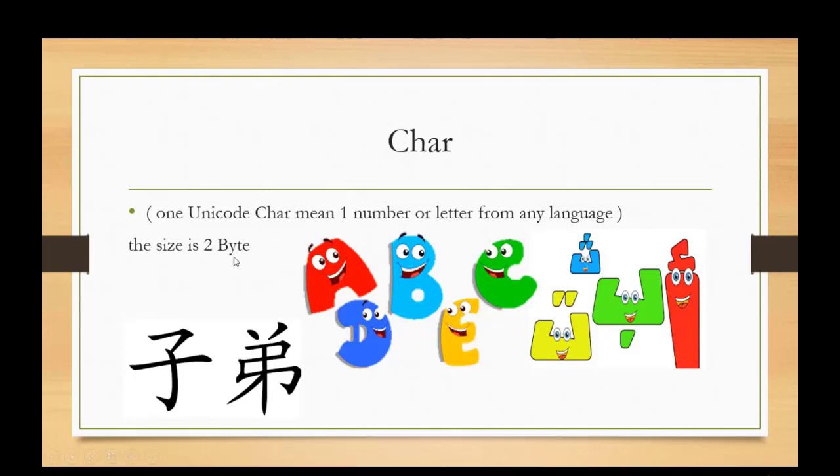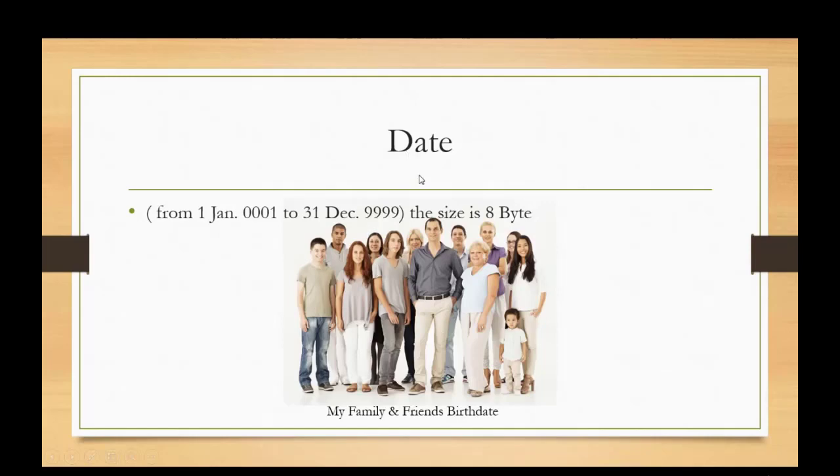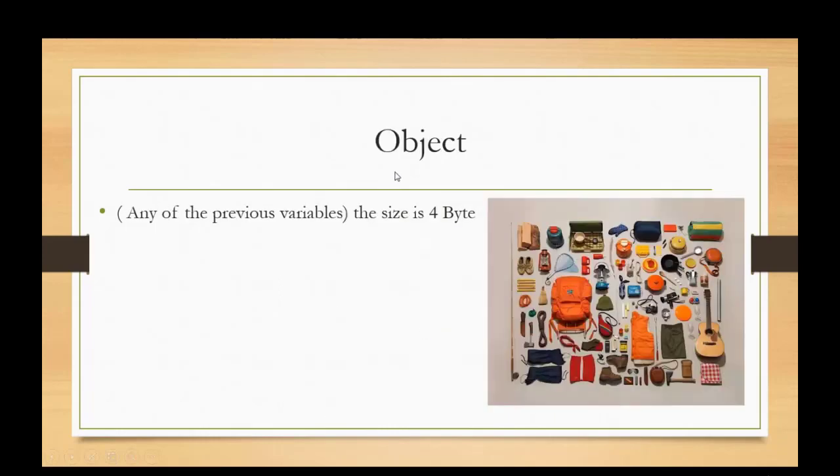Character, it is 2 bytes. It can contain alphabetical letters for any language, just 1 character and 1 number. Date, it contains dates from 1 January in year 1 to 31 December at 9999. The size is 8 bytes. It can contain all your family and friends' birth dates. Objects, it is different. It contains all previous variables, can replace all previous variables. Its size is 4 bytes.